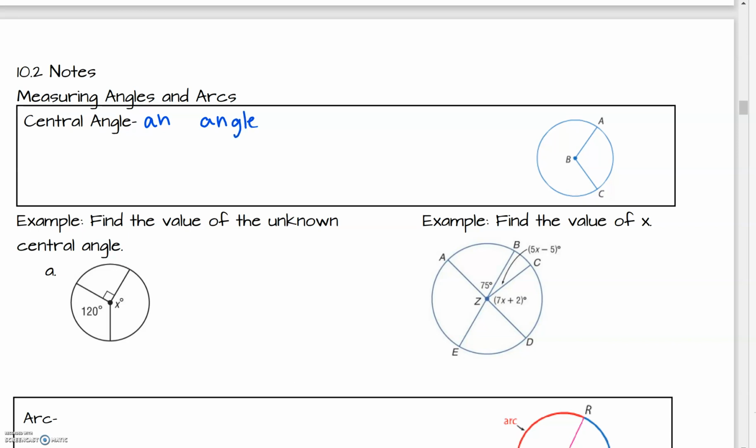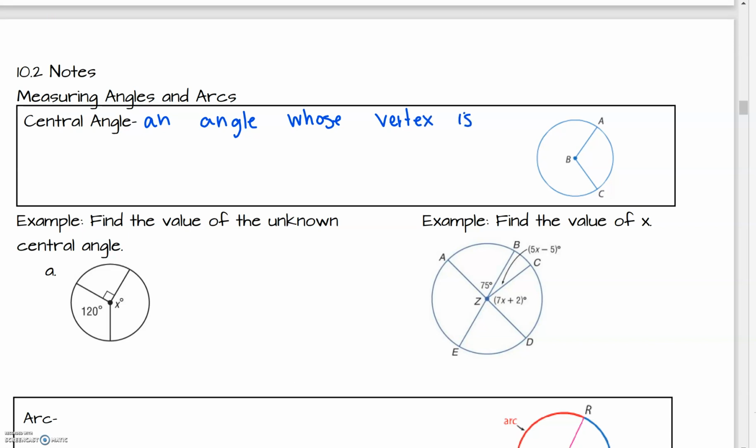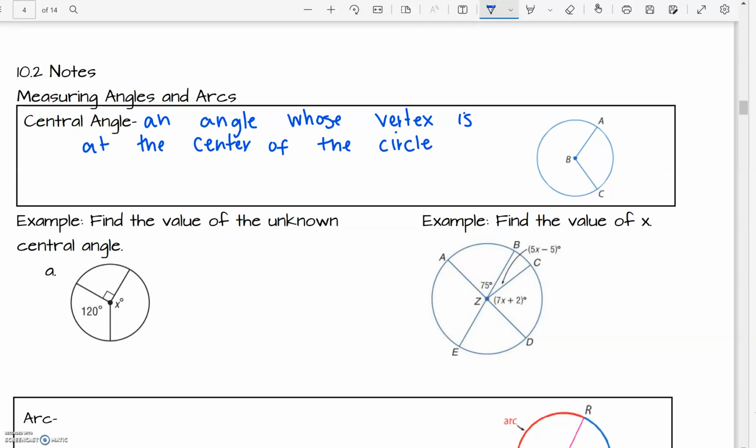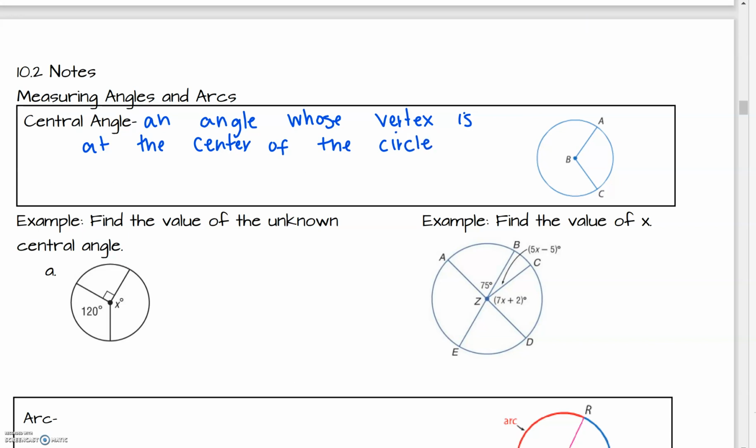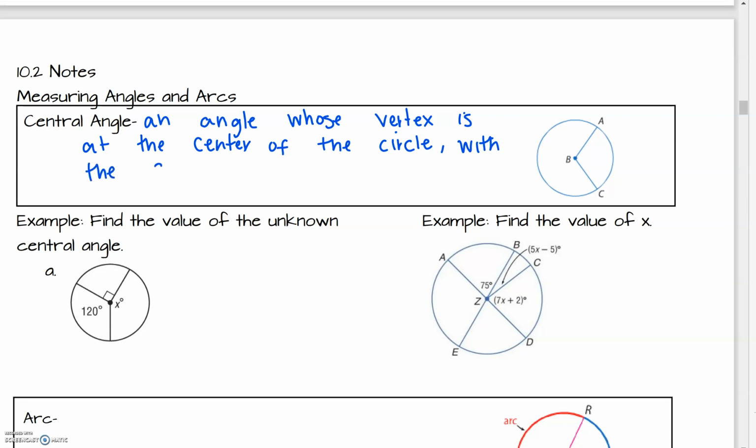So an angle whose vertex is at the center of the circle. I always think of a piece of pie or a piece of pizza, how we cut those from the center. So, slice.